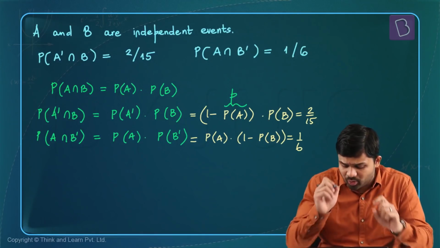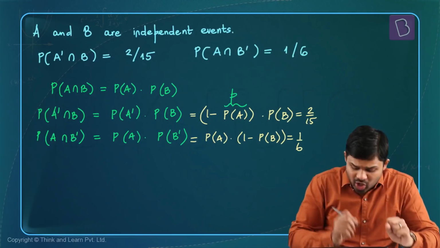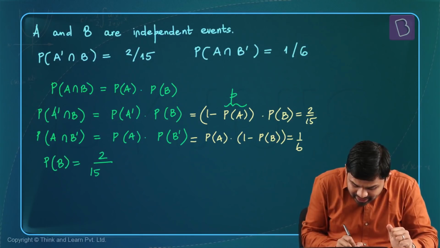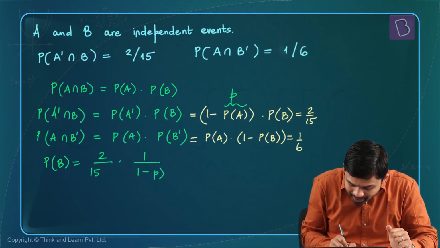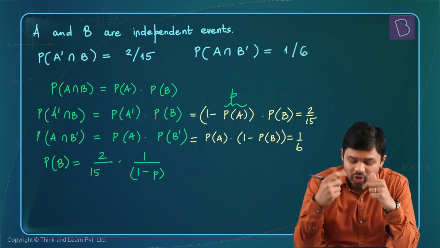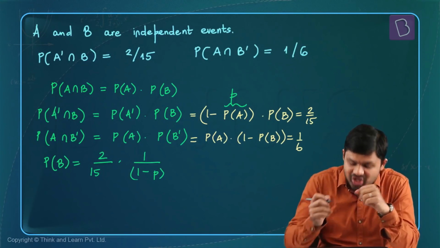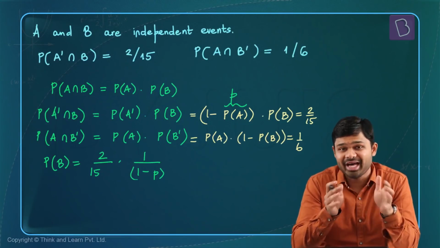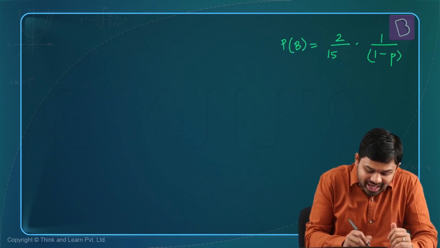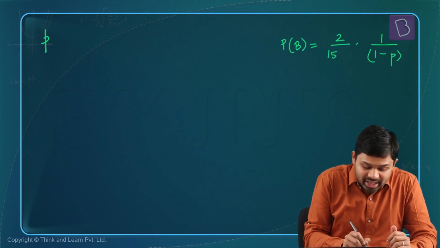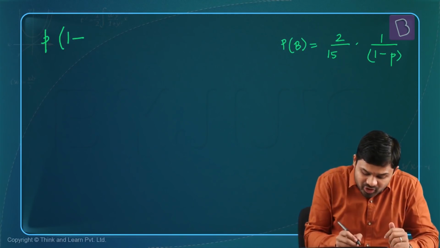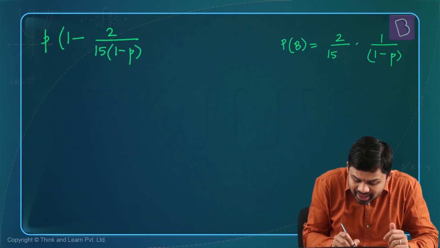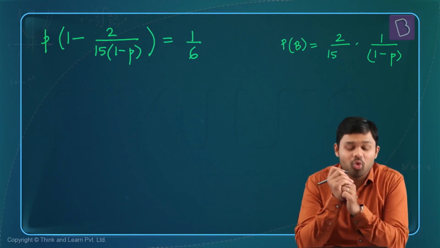So what I have is (1 minus p) into P of B is 2/15. So I can say the probability of B is 2/15 into 1 upon (1 minus p). So that's P of B, and I'm going to substitute P of B in my second equation, and from there I'm definitely going to get a quadratic in terms of P of A and solve for that. So what I have is P of A, which is small p, into 1 minus P of B. Well, P of B is 2 divided by 15, and in the denominator you also have 1 minus p, and this is equal to 1/6.